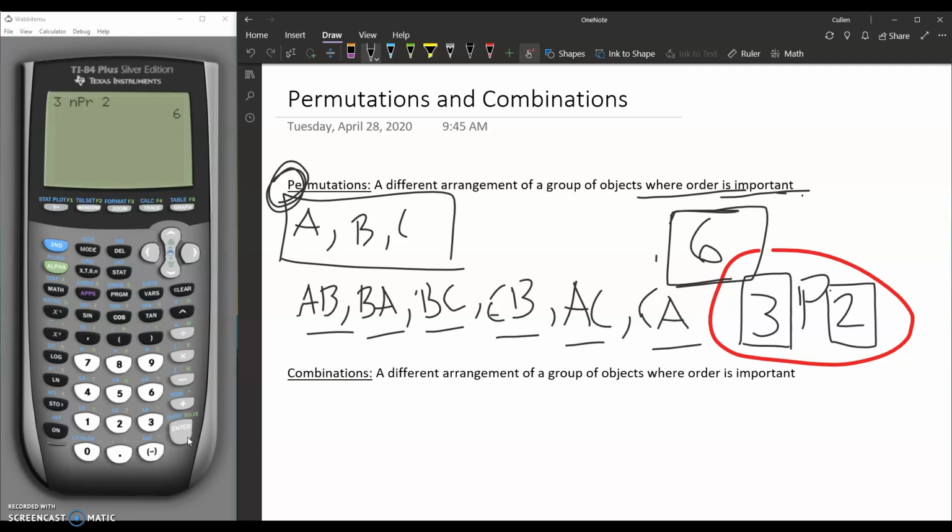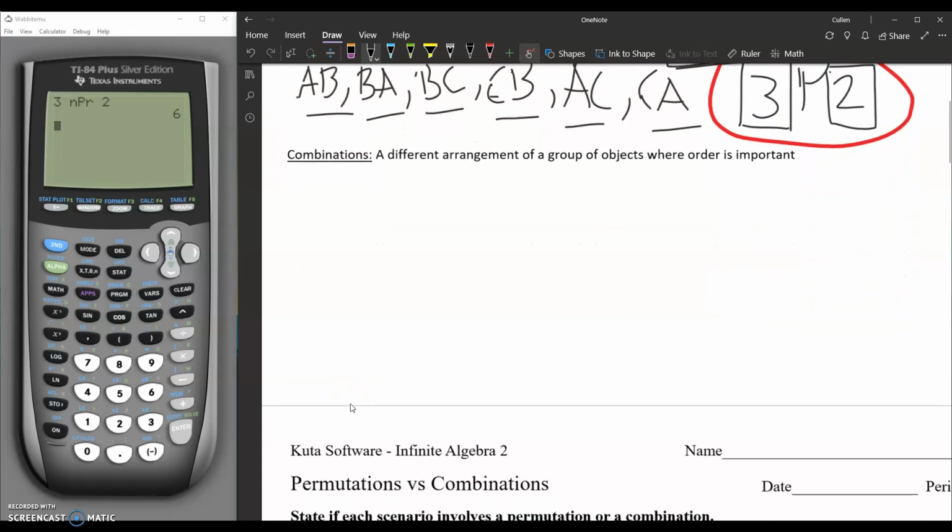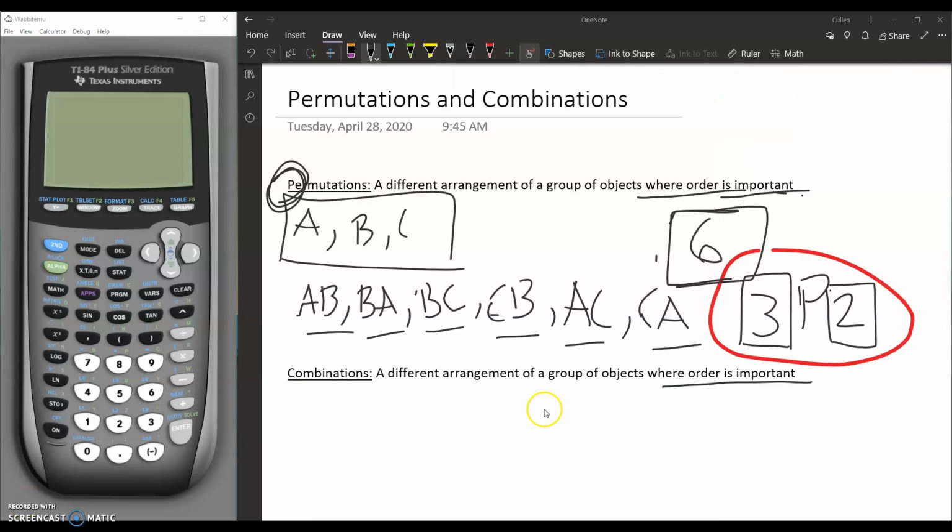So let's take the same situation and apply that to combinations now, and then we'll do a few other examples to help. Because this is what can get confusing: when is it a combination and when is it a permutation? That's the hard part. A combination is a different arrangement of a group of objects where order is important. I'm sorry, that is a typo. It should be where order is not important, because permutations is where order is important. This is where order is not important.